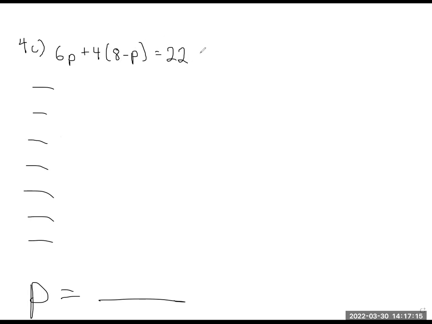-4 to the 22. Well, be careful. Right now, the 4 is being multiplied with the bracket. So here's the thing, and a lot of students really don't like this. The only thing I told you was you got to get all the variable terms together on one side. You got to get all the numbers on the other side. How you do that is actually up to you.